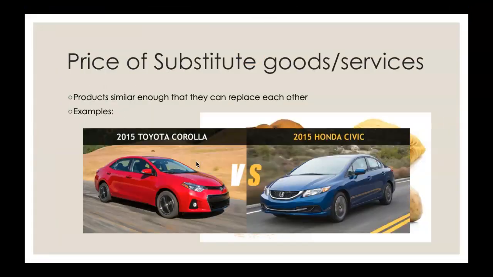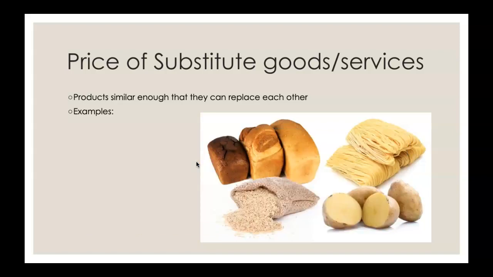So some examples. Bread, and I know you guys don't think about this, but different starches. So let's say instead of rice at a meal, your mother might cook potatoes, or instead of potatoes might cook pasta. And some households substitute bread for those two starches. So those are examples of substitute goods.